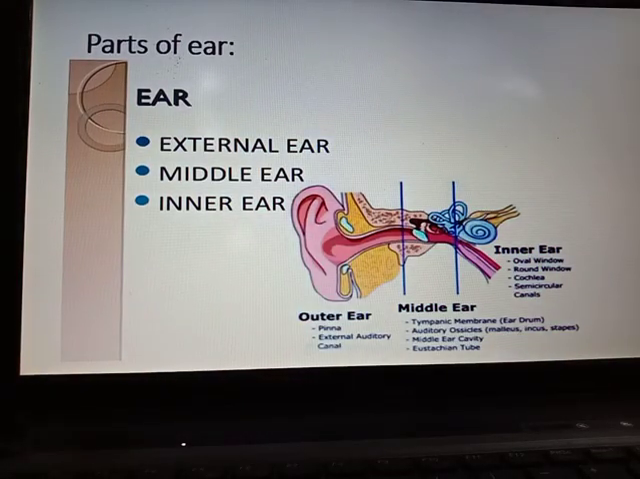Then come to the parts of the ear. If you go to this picture, it has three parts: the external ear, the middle ear and the inner ear. The external ear ends medially at the tympanic membrane, and the middle ear consists of the tympanic membrane and the auditory ossicles, malleus, incus and stapes, the middle ear cavity and the eustachian tube. And the inner ear contains the oval window, round window, cochlea and the semicircular canal. Today's topic is the external ear.